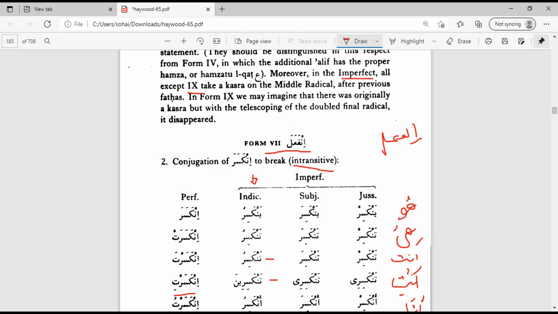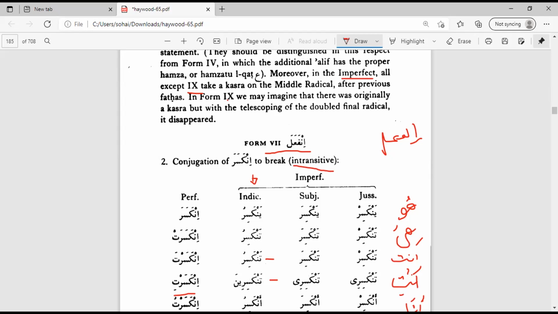You drop the mudare, you make the last letter. So anta tankasiru, right? So you make this majzoom, so you move that, it becomes tankasir. Then you remove the alamat al-mudari, then you're forced to add an alif because noon has a sukoon and it needs a word to join.